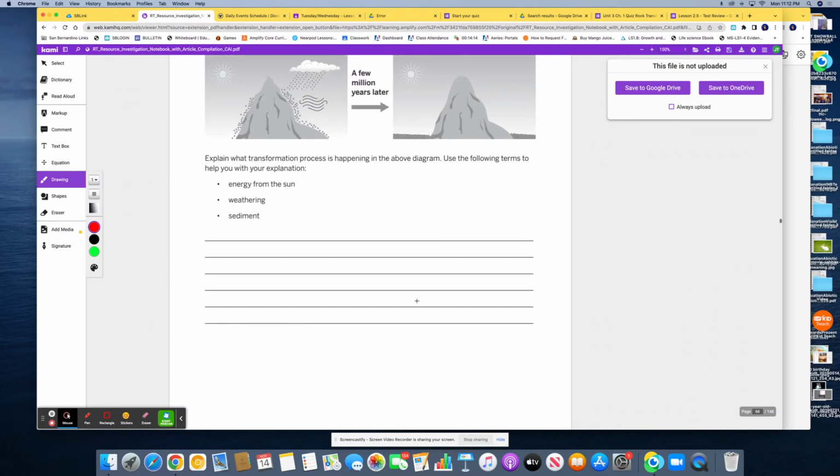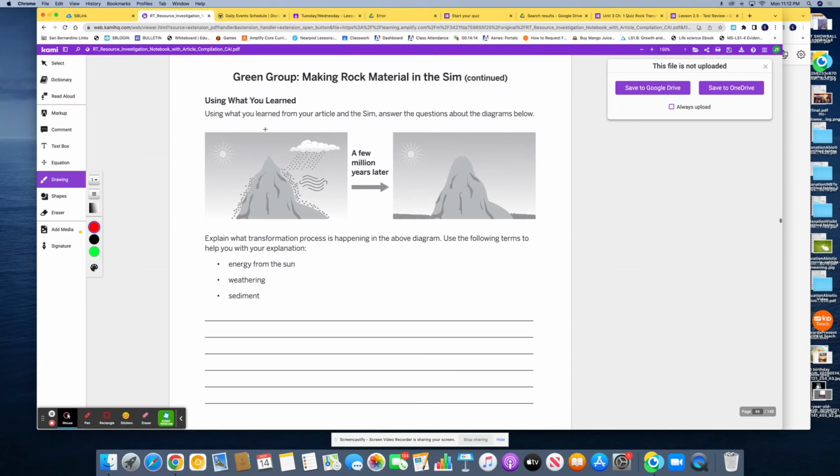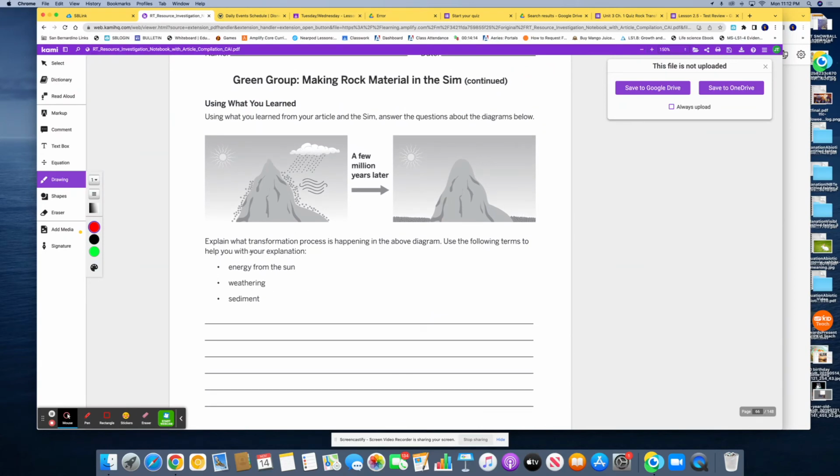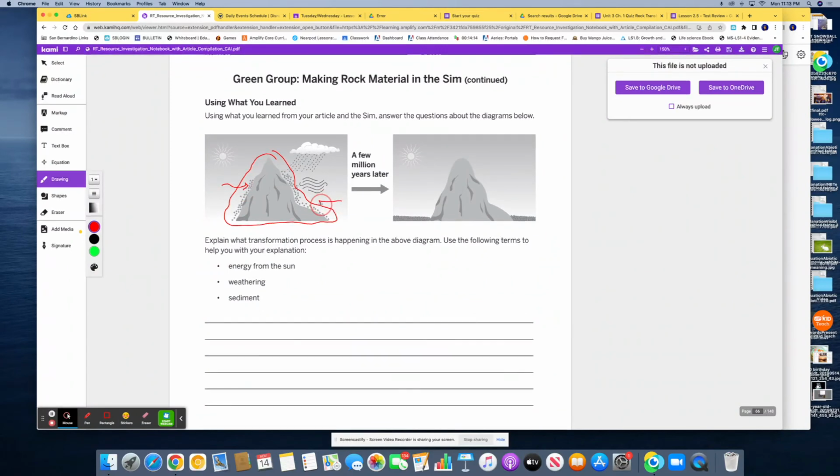Okay, we're on page 60. So, using what we learned so far, explain what transformation process is happening to the diagram above. So we see a jagged cliff, and then you can see these little pieces of rock coming down. But also you have the sun here, and then you have clouds of rain, and then you have wind right here. Okay, so what is happening? And then a few million years later, guess what? Instead of a jagged peak, we now have something that's smoothed out. So what exactly is happening?